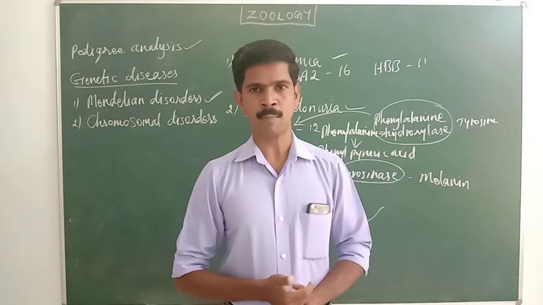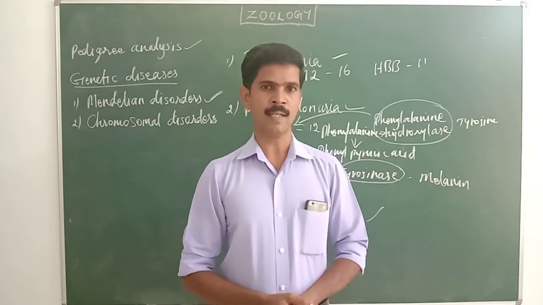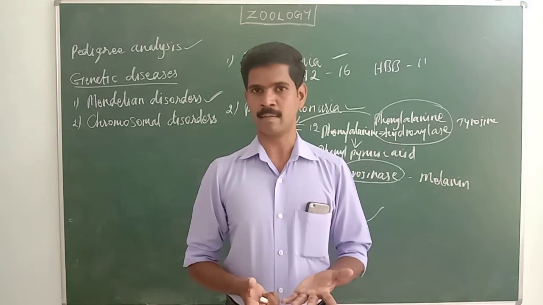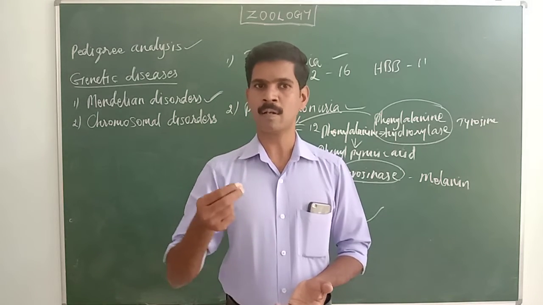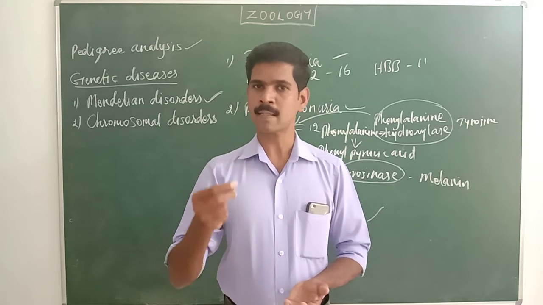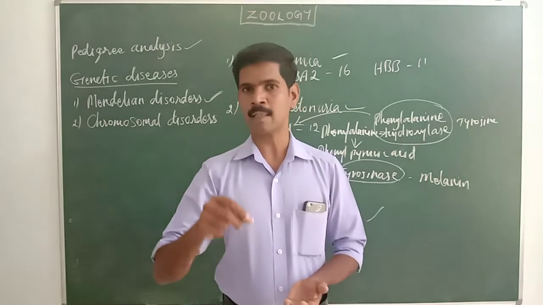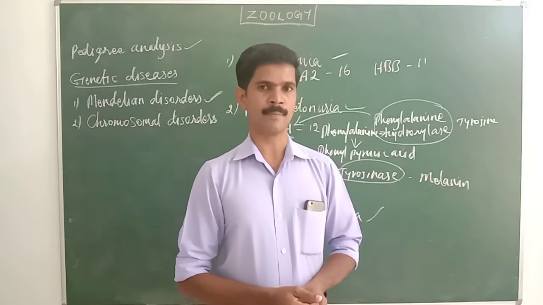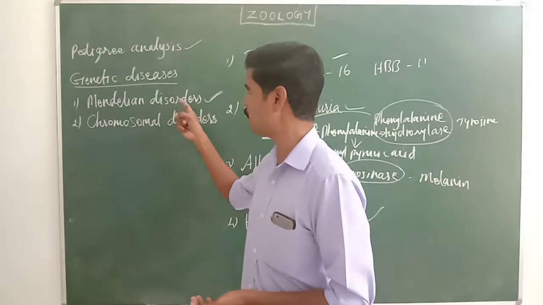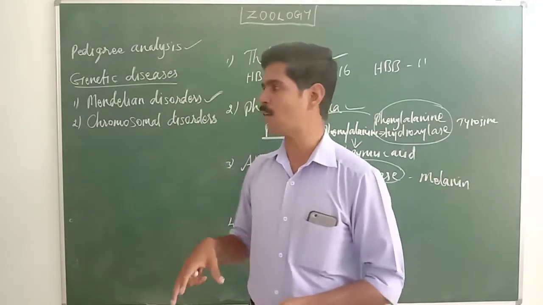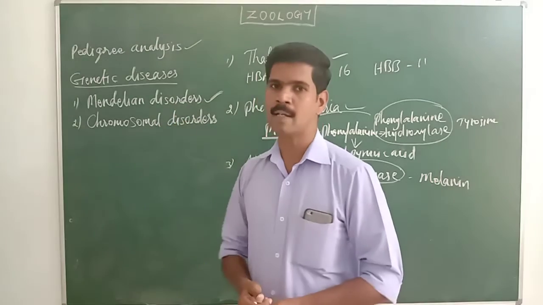Then next we studied about genetic disease. There are many reasons for genetic disease: damage or mutation in a single gene, abnormalities in a single chromosome, or abnormalities in the whole set of chromosomes. These are the reasons for genetic disease. Genetic diseases are classified into Mendelian disorders and chromosomal disorders. In today's class we have completed all the Mendelian disorders.